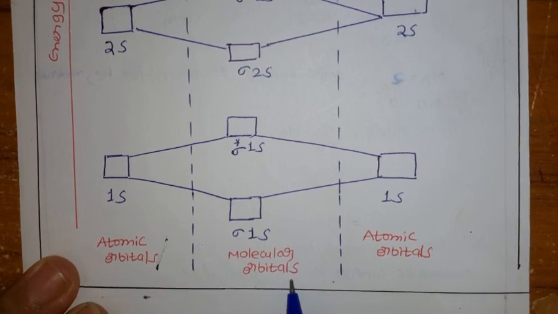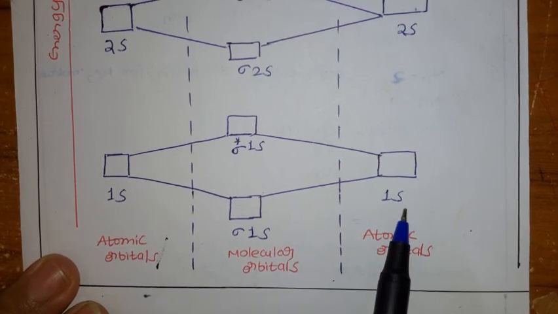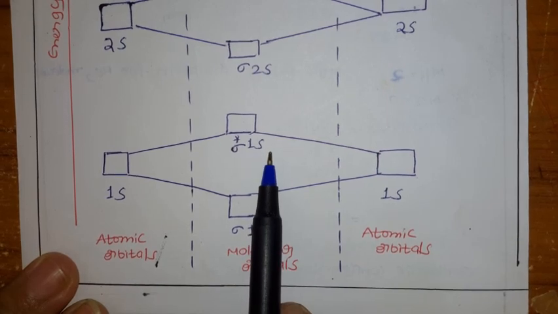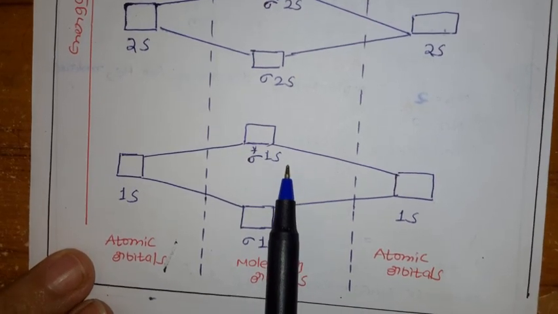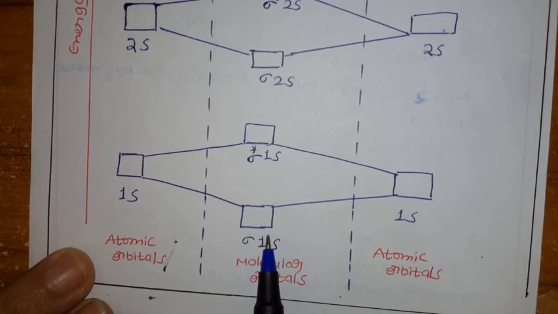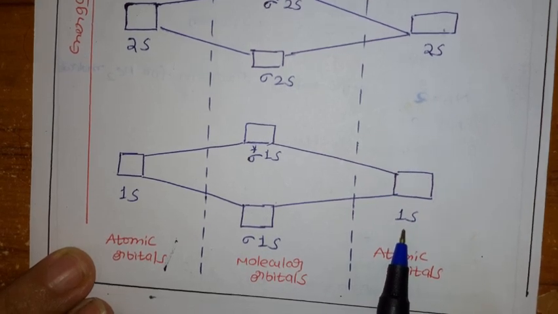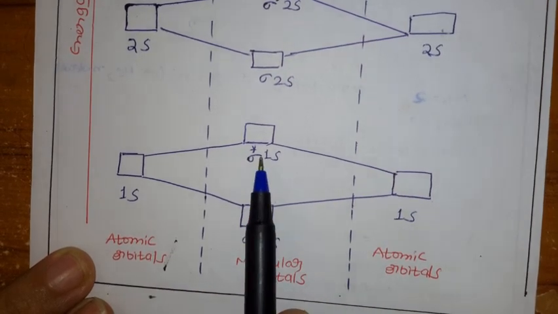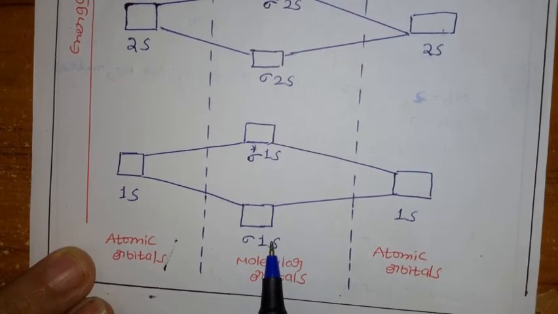Atomic orbitals combine to give molecular orbitals. Here one is an atomic orbital of one atom, another is an orbital of another atom, going to give molecular orbitals. In that one is bonding, another is anti-bonding. We already discussed anti-bonding has more energy compared to bonding, and the number of molecular orbitals formed equals the number of atomic orbitals. So one atomic orbital and another atomic orbital give two molecular orbitals, one antibonding and another bonding.